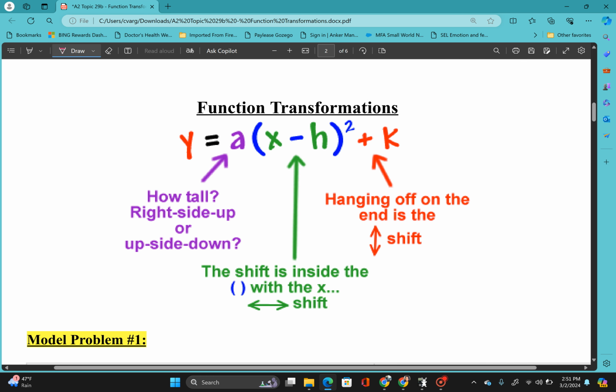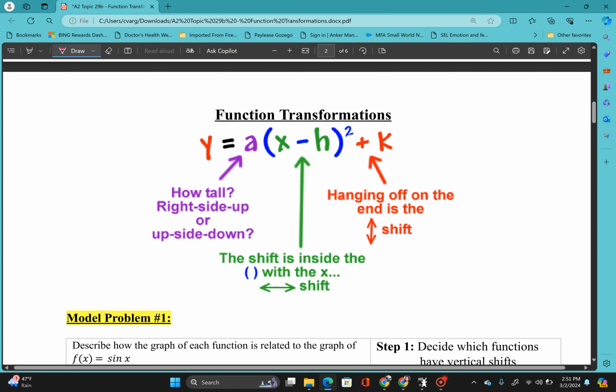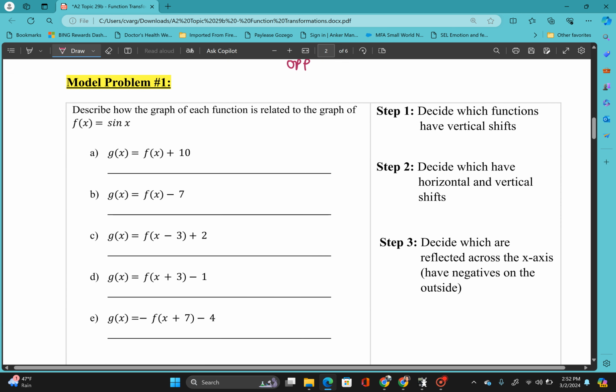All right. So this is just a review. So if it's in parentheses, it's going to be a horizontal shift. And this is the opposite of what you think. If it's hanging off at the end, it is a vertical shift and it is exactly what you think. The A is going to be the how tall. And if there is a negative sign in front of it, it's going to get reflected over the x-axis. You should write that down. Reflected over the x-axis. So when we do a couple of Delta Math problems, you're going to be able to understand this a little bit better, okay?